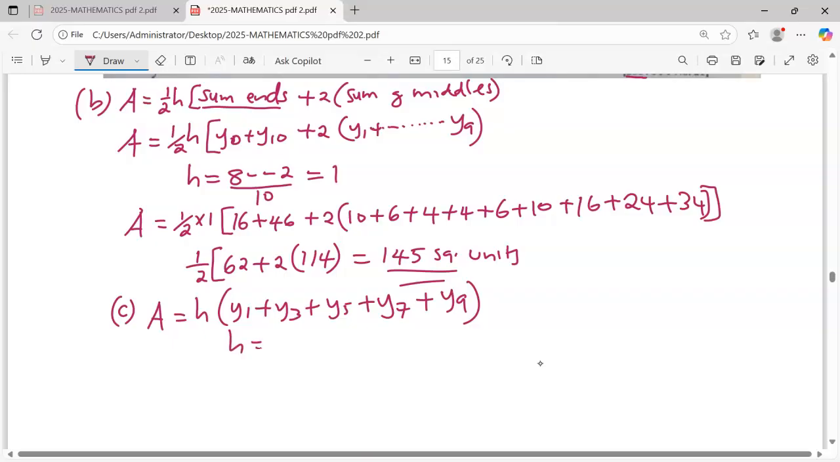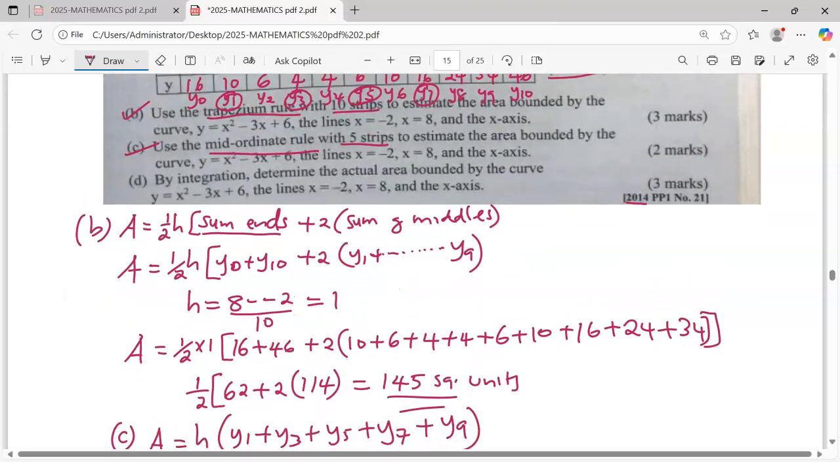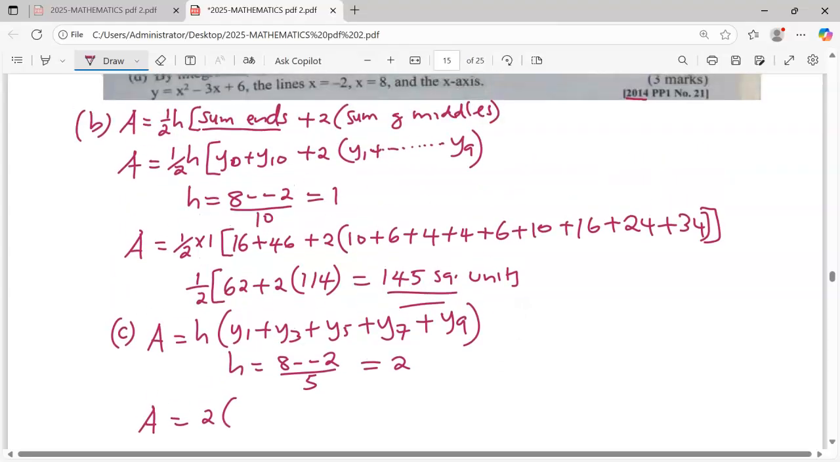To get the height, we are simply going to take the maximum value of x minus the minimum value, which is -2, divided by the number of strips. In this case, we have 5 strips. That means we are going to have 10 divided by 5, which is going to give us a height of 2. The area will now be equal to the height, which is 2, into the sum of the middles.